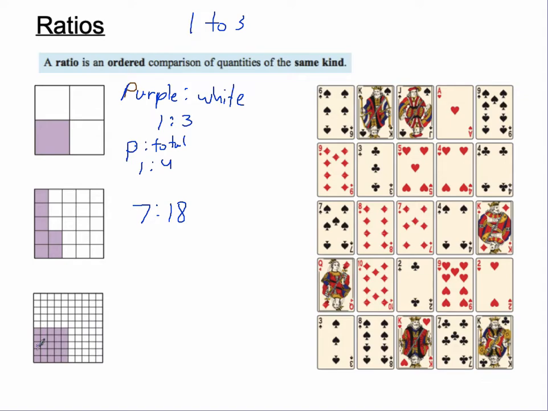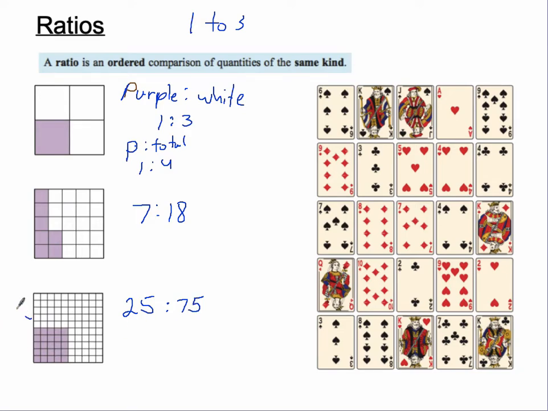Okay, in the last example, we've got a 10 by 10 grid of squares. And it looks like there's a 5 by 5 square here, so that's 25 purple. And overall we have 100 squares, so there's 75 white ones. So the ratio of purple to white is 25 to 75.